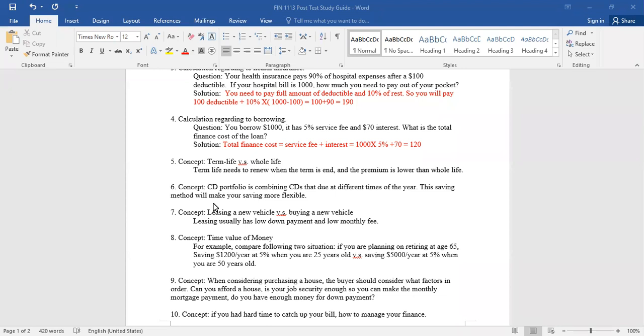In chapter 4, we talk about a different kind of saving method. CD is one of them. However, when you put money in a CD, you usually lock your money for a certain period of time, no matter if it's 3 months, 6 months, or a year, okay?